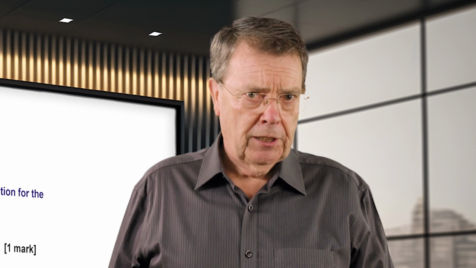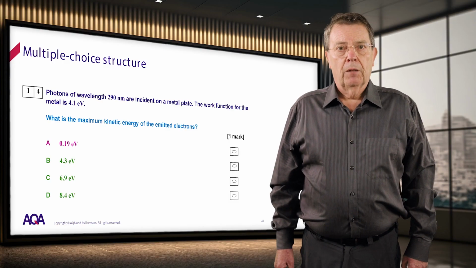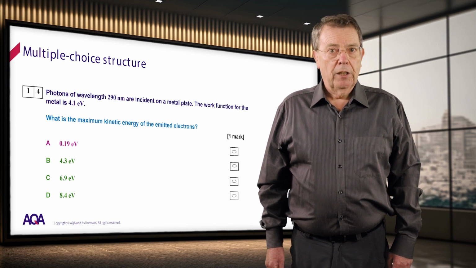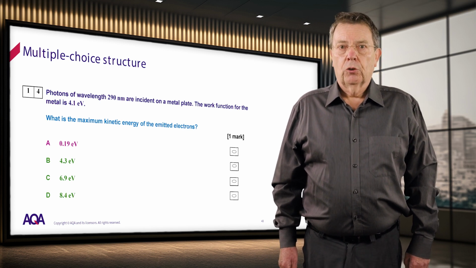The physics team tries to avoid negative wording, for example, what is not correct about nuclear fission, as this can be misread by a student in the heat of the moment, but sometimes it's the best way to ask a particular question. In such cases, we always embolden the word not, and we limit ourselves to a small number of such questions per component.